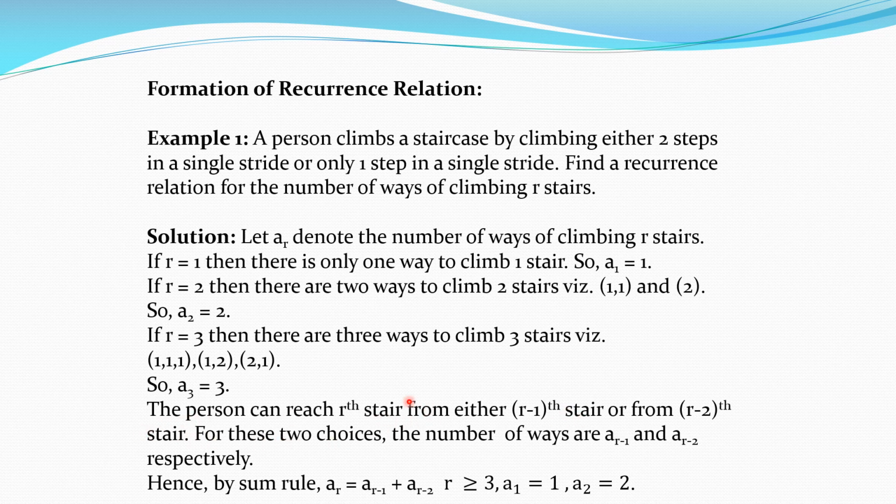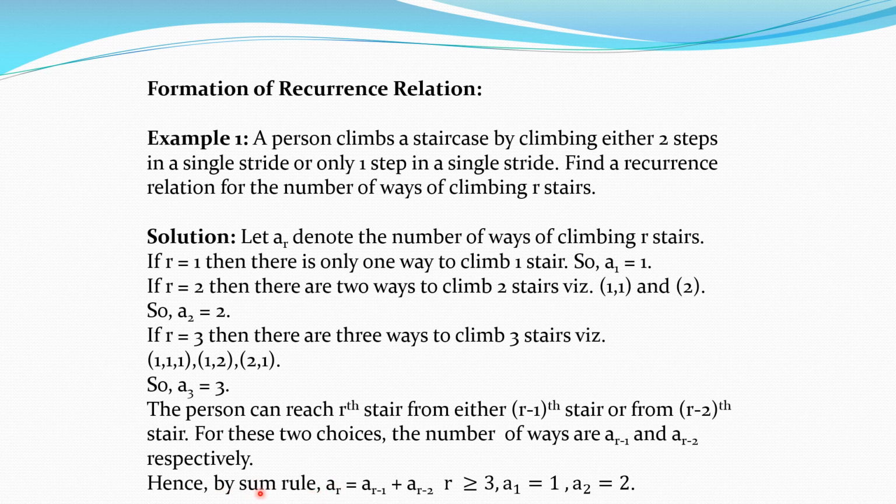But to climb to the r minus 1 stair, how many ways are there? It is A r minus 1, according to our definition of AR. Similarly, how many ways are there to climb the r minus 2 stairs? It is A r minus 2. These are either-or cases and there are no common ways. So by the sum rule or addition principle, the total number of ways of climbing r stairs is the addition of these ways, that is A r minus 1 plus A r minus 2.